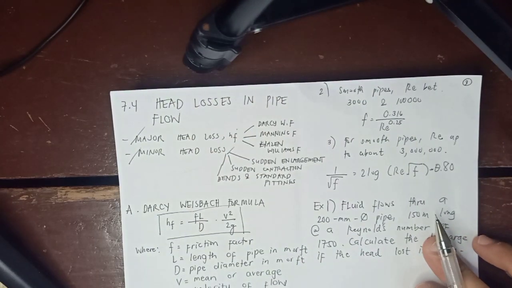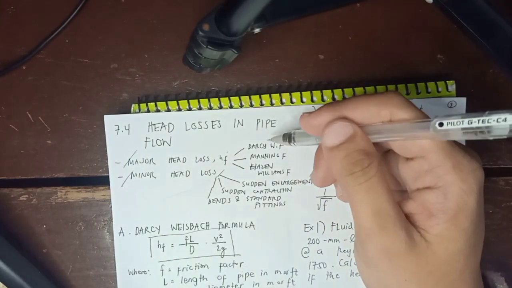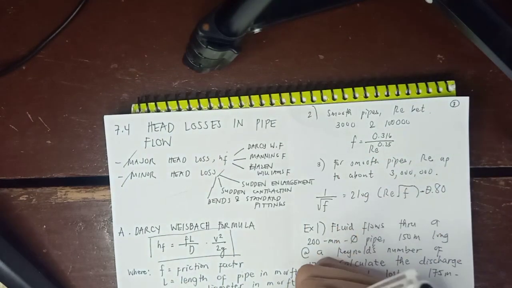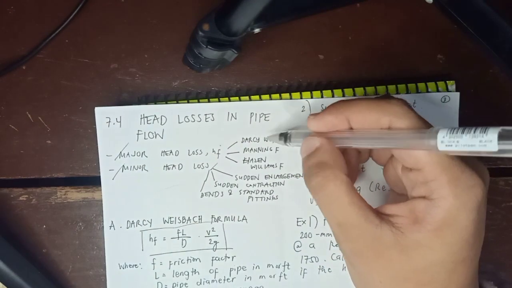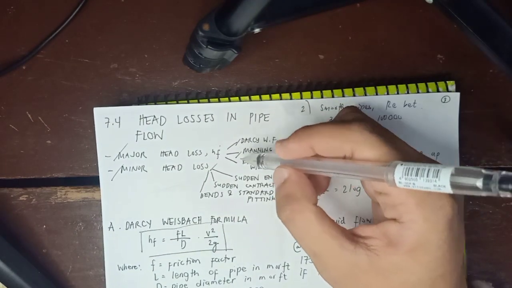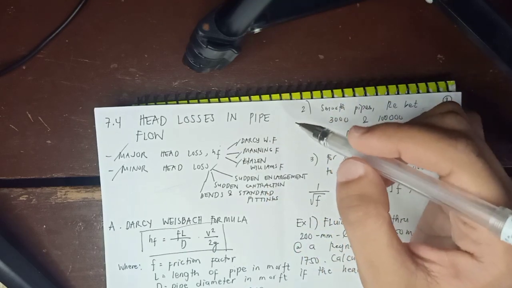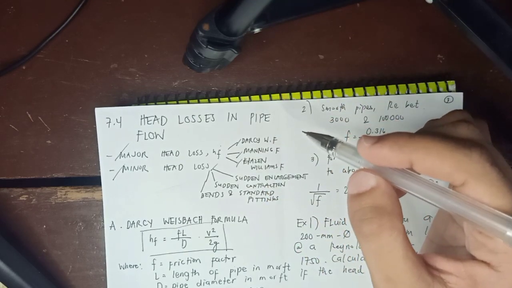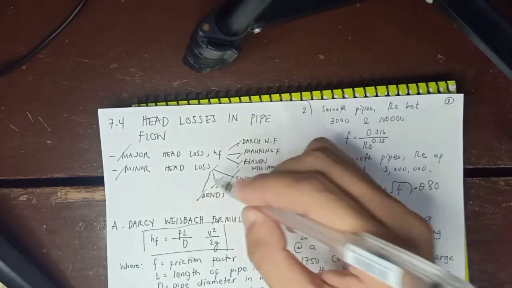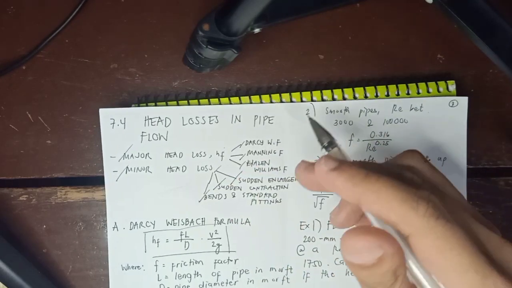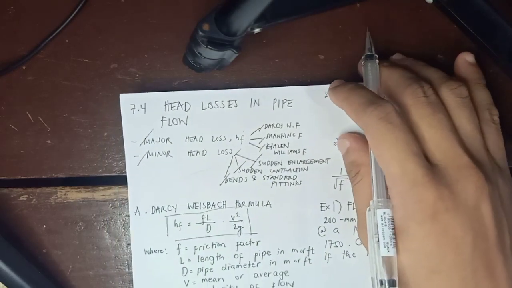So let's begin with the major. The major head loss is composed of formulas. First, Darcy-Weisbach. Second, Manning formula. Third, Hazen-Williams formula. While minor head loss is sudden enlargement, sudden contraction, bends, and standard fittings. So let's start with the Darcy-Weisbach formula.